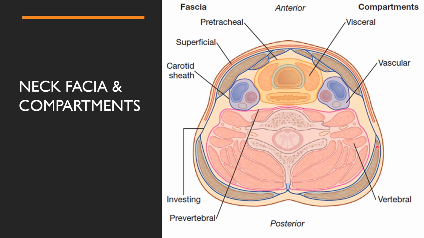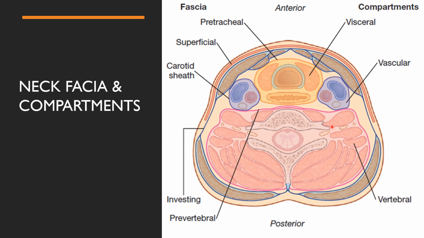Okay, so this is the investing layer of deep cervical fascia, which is the first distinct part of the deep fascia. We also have the pretracheal fascia, which is found here, and this pretracheal fascia surrounds the trachea, esophagus, and the thyroid gland, and it extends downward until it reaches the level of the aortic arch in the thorax.